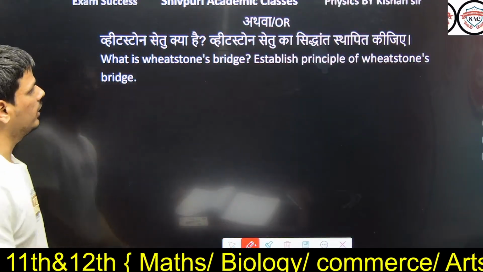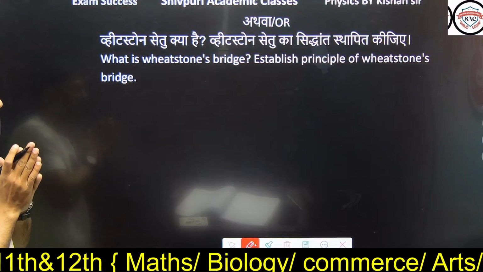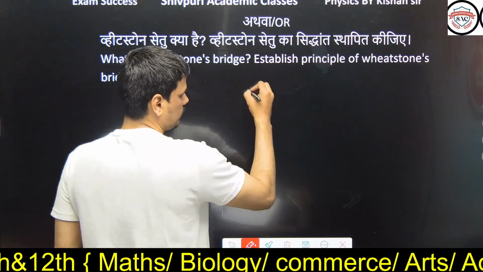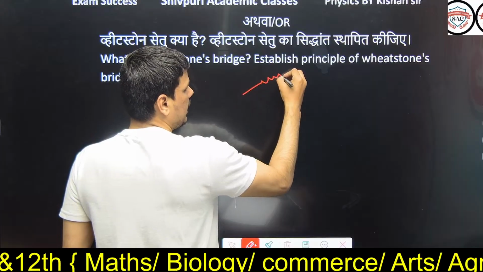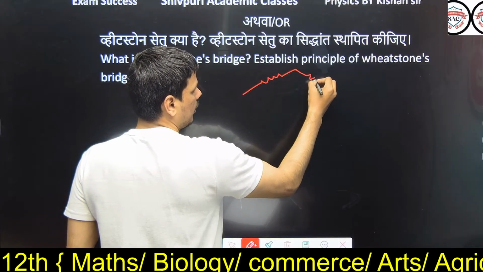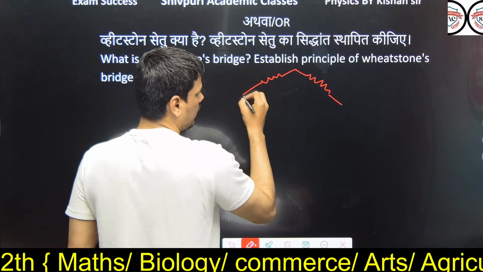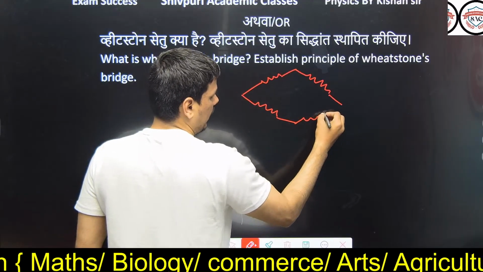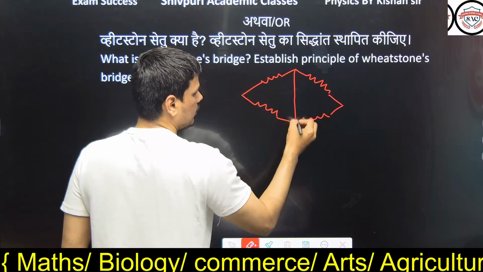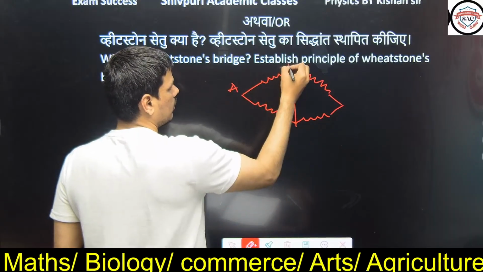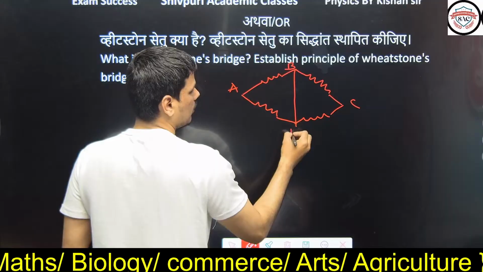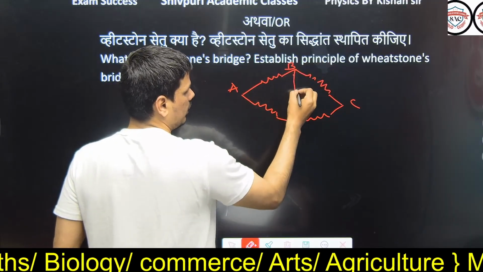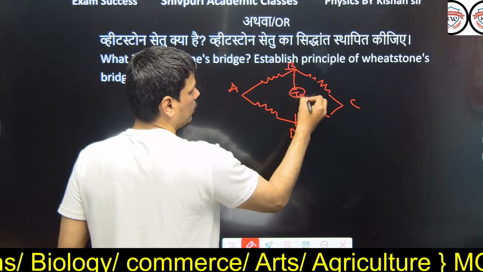Okay, our next question is, what is a Wheatstone bridge? Establish the principle of a Wheatstone bridge. So a Wheatstone bridge is generally a combination of four resistances in a quadrilateral manner. In an equilibrium position, in the galvanometer we get no current.